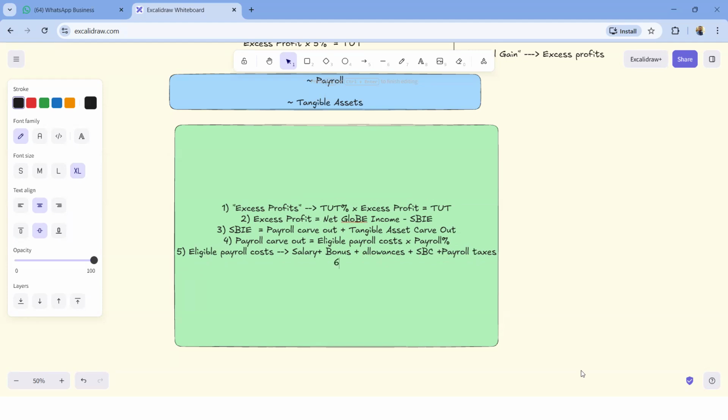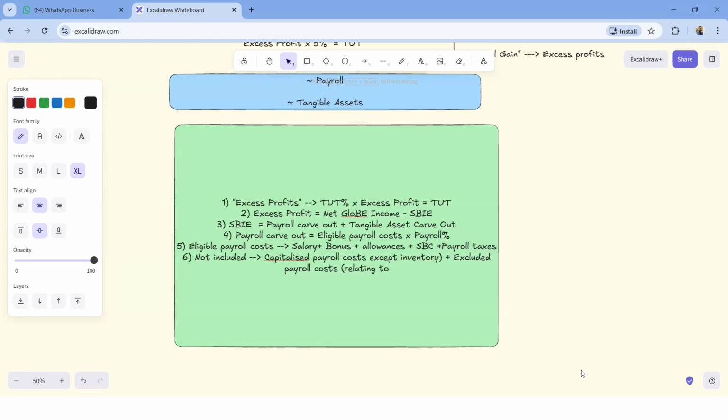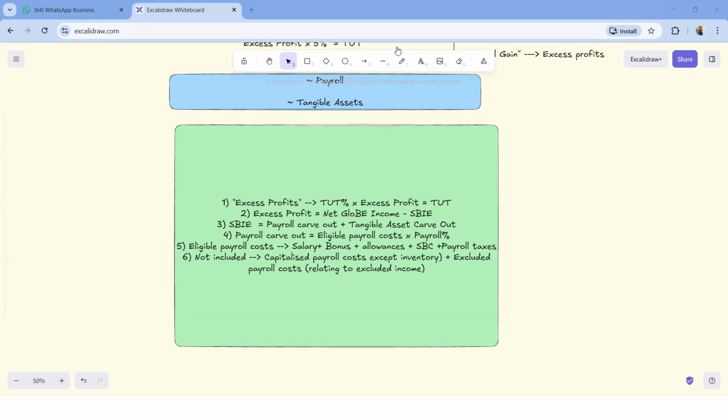Now, what is not included? Not included are capitalized payroll costs except inventory, then excluded payroll costs relating to excluded income, then contractual payments, contract, absolutely.